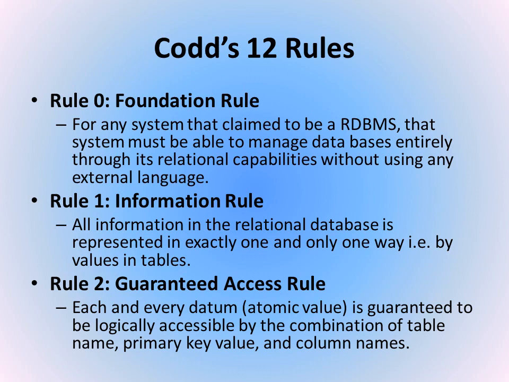All data should be accessible without ambiguity. That means there should not be conflict while accessing data. There should not be any uncertainty, or there should not be any problem while accessing this data. This can be achieved using a combination of table name, primary key and column name.